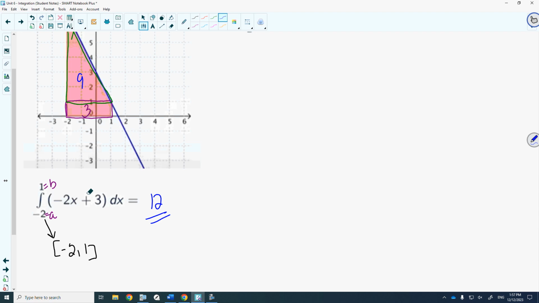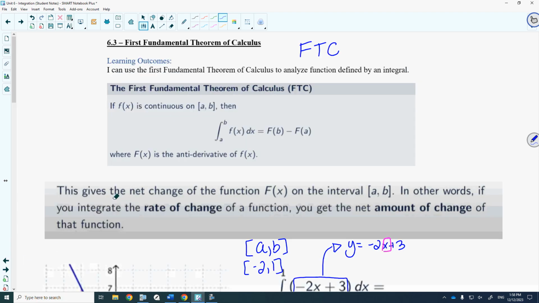Now what we're going to do is the fundamental theorem of calculus, which is what this lesson is on. So I'm just going to go back and show you up here what the fundamental theorem of calculus is. If f of x, our function, is continuous on the closed interval a to b, then the fundamental theorem of calculus says that we can integrate, so we're integrating the area under the curve from a to b.